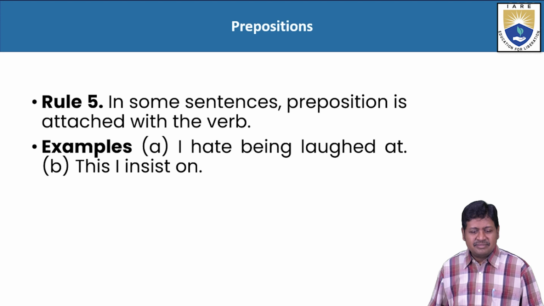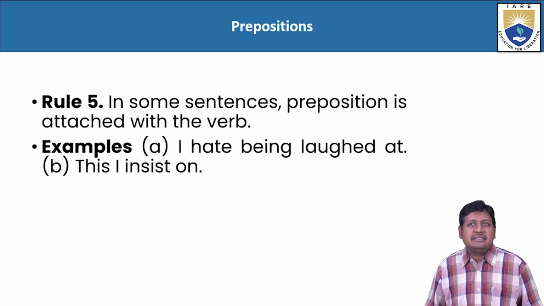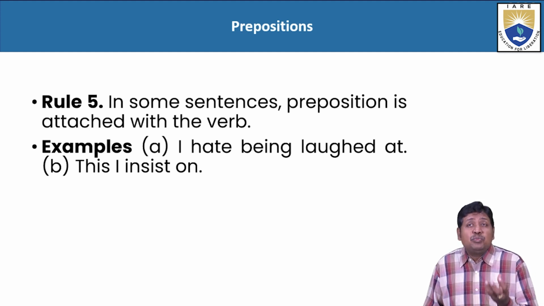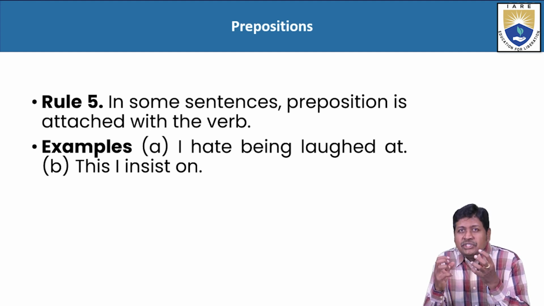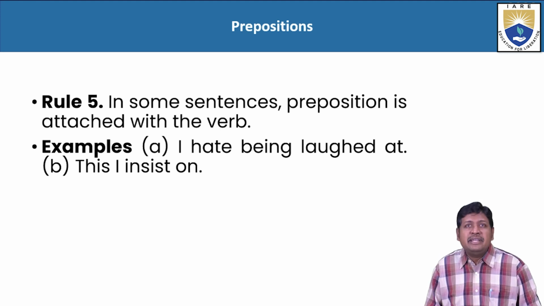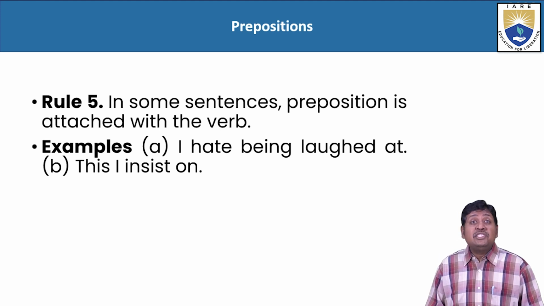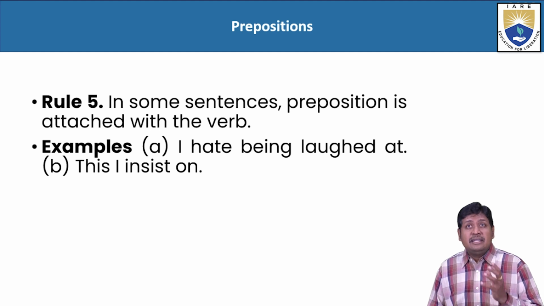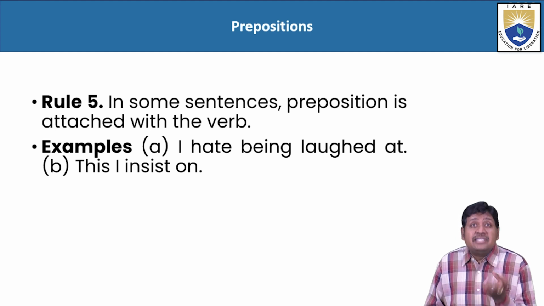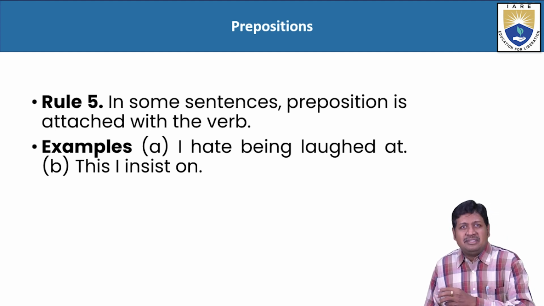Okay, fine. In some sentences, the preposition is attached with the verb. For instance, I hate being laughed at. So here, the preposition is attached with the verb. What is the preposition here? At is the preposition. And what is the verb here? Laughed. So we are attaching the preposition at with laughed. This I insist on. Here, on is the preposition and insist is the verb.